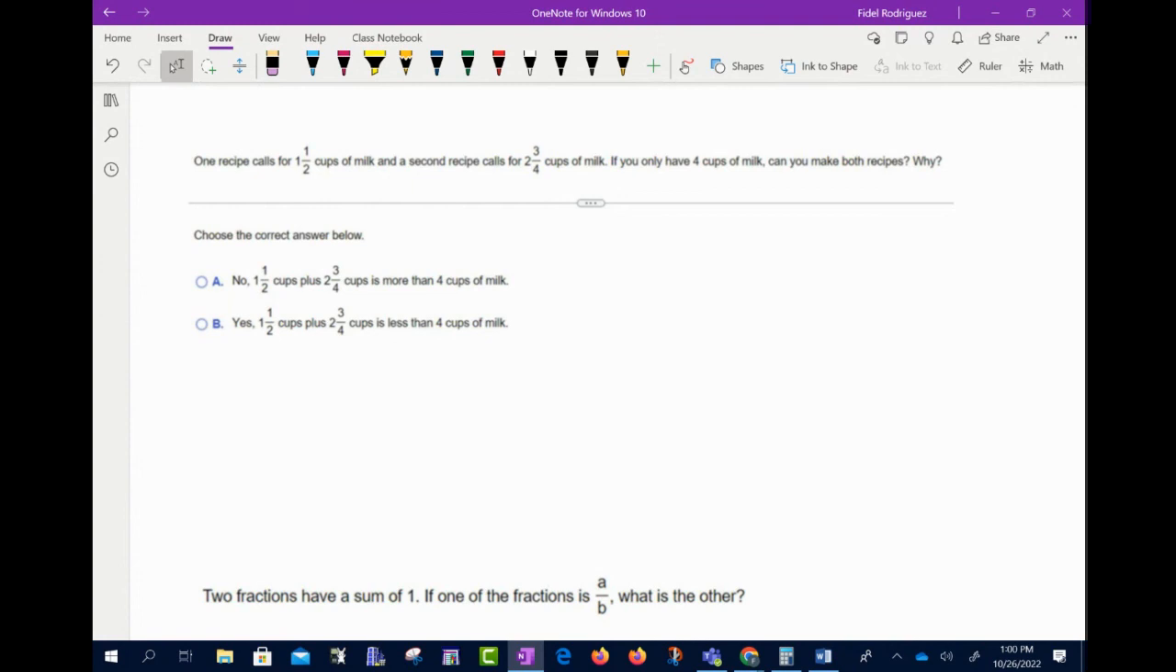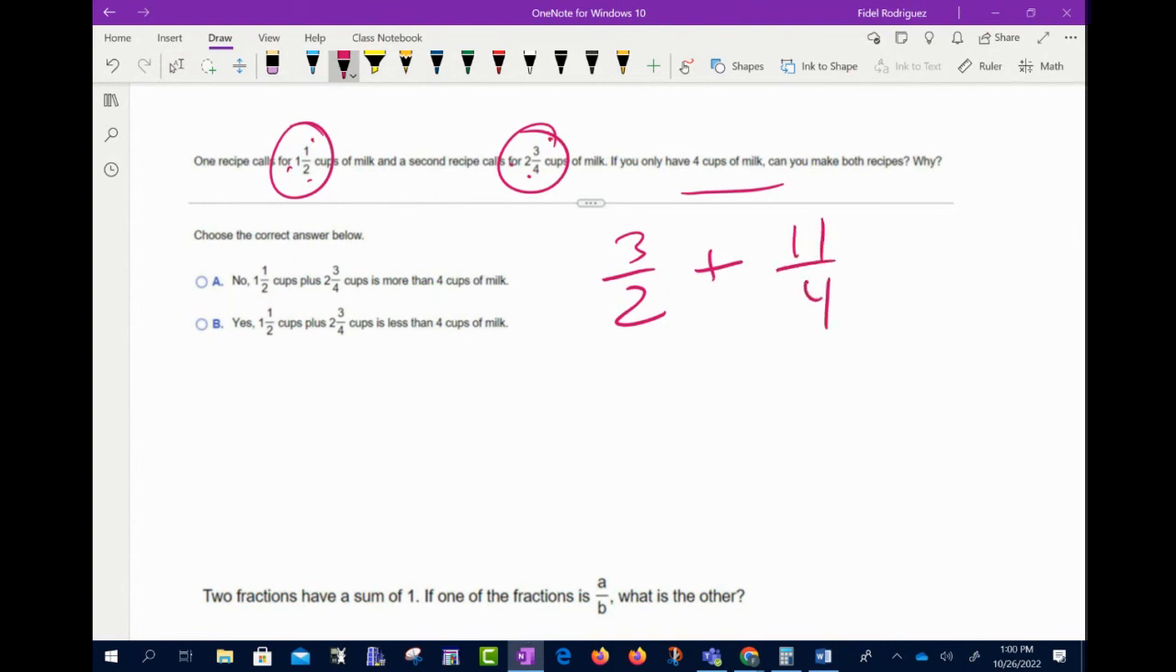Okay, y'all, so obviously this is pretty simple in the sense that it's either yes or no, right? So you got a 50-50 chance of guessing it, right? But what I would tell you is to do it this way. If I was approaching this problem, I would say, look, I want to add those two numbers together, and I got to make sure that if I want to make them both, it has to be 4 cups or less, because that's all the milk that I got. So how do I write this as an improper fraction? 2 times 1 is 2, plus 1 more is 3, okay? 4 times 2 is 8, plus 3 more is 11.